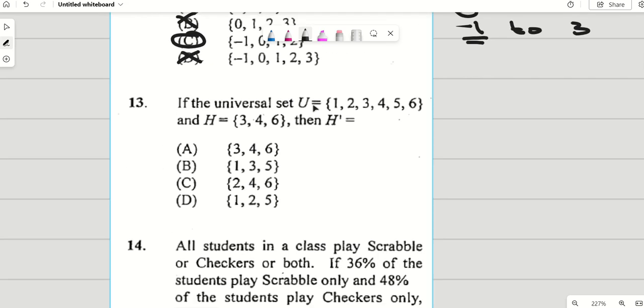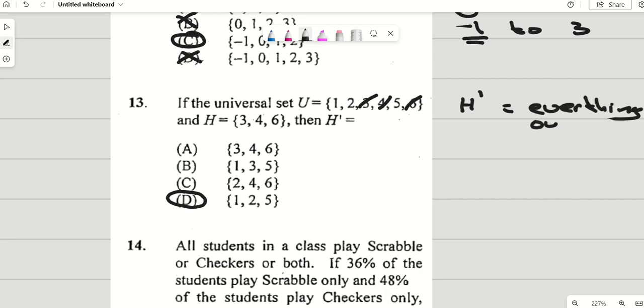Number 13. If the universal set U is 1, 2, 3, 4, 5, 6, and H is 3, 4, 6, then H complement means everything outside of H. So if we compare this, you're taking off 3, 4, and 6. So what remains is 1, 2, and 5. So you look for the answer 1, 2, and 5, which is D. So H with this little 1 on top means everything outside of set H. So we do not include whatever set H is.